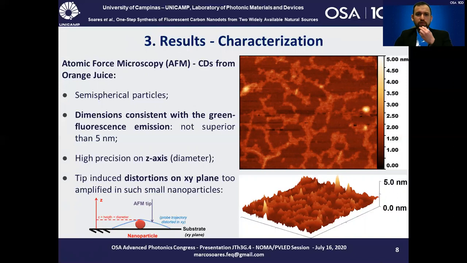So the AFM showed, for the orange juice-derived particles, semi-spherical particles with diameters ranging from 2 to 5 nanometers. These are dimensions consistent with the green fluorescence. It's important to notice here that you should only look at the z-axis, which presents a high precision of 0.002 nanometers, because due to the very low diameters, there may be tip-induced distortions on the XY plane that are too amplified due to the low diameters.